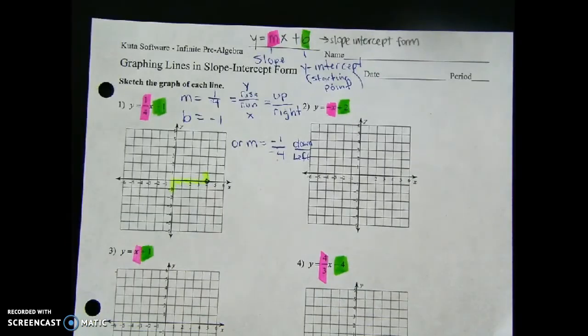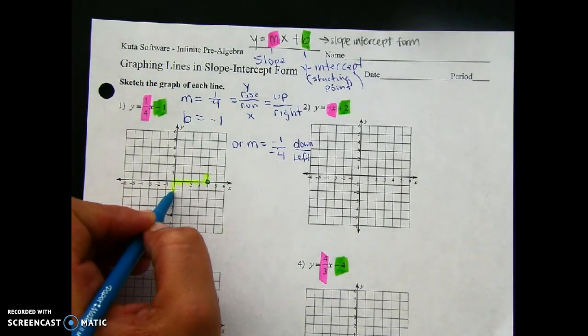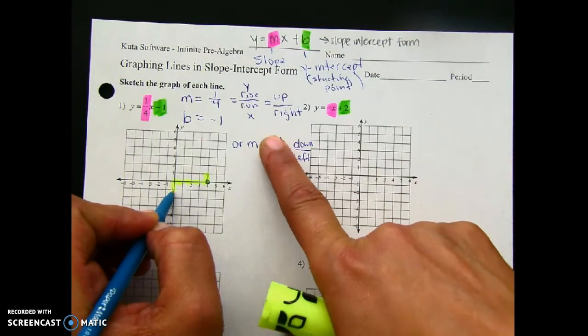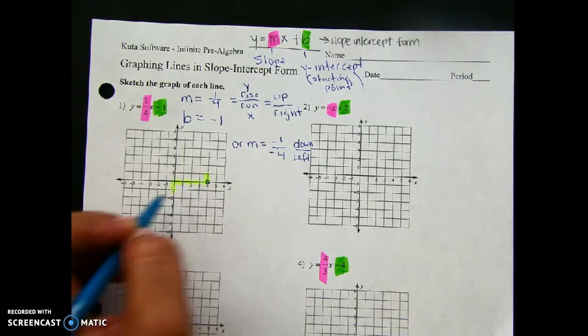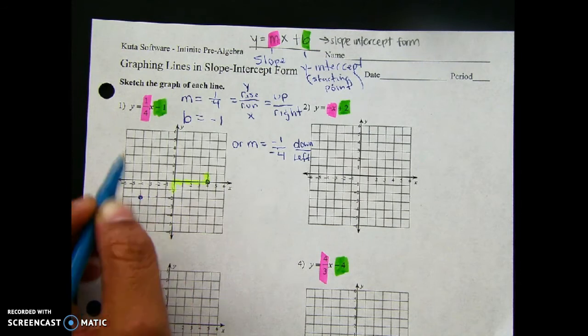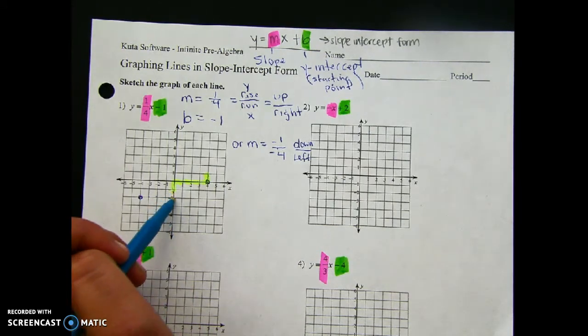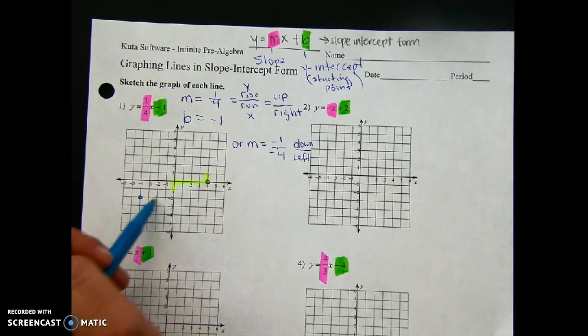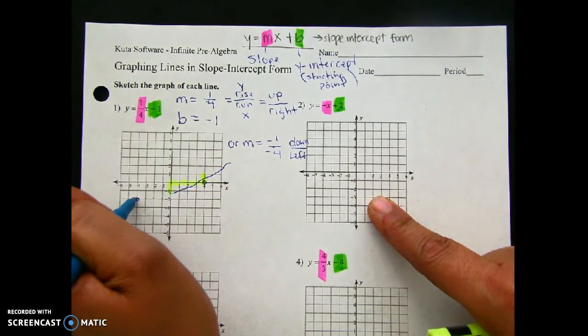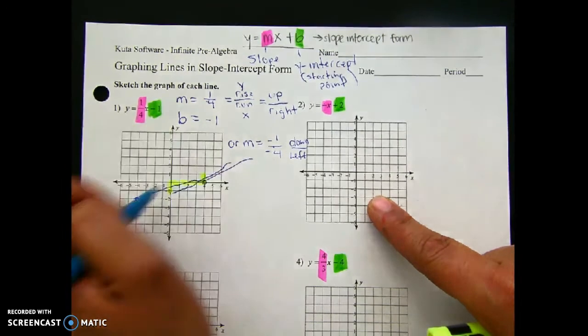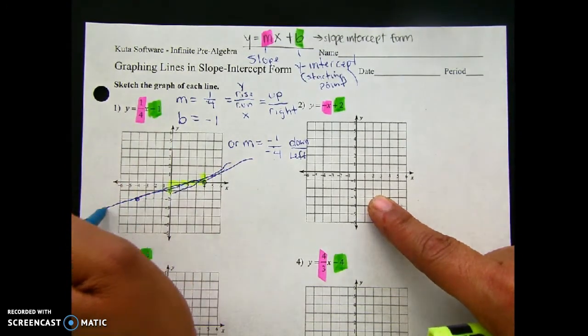Since I ran out of room, I can use my opposite reciprocal. I'm going to go to my starting point, right here at -1, and I'm going to use my opposite slope. I'm going to go down 1, to the left 4. So I go down 1, to the left 1, 2, 3, 4. Again, I did my starting point at -1, and I went down 1, to the left 4. And I'm going to connect my line, and I'm going to extend it. If you have a ruler, use it at home.